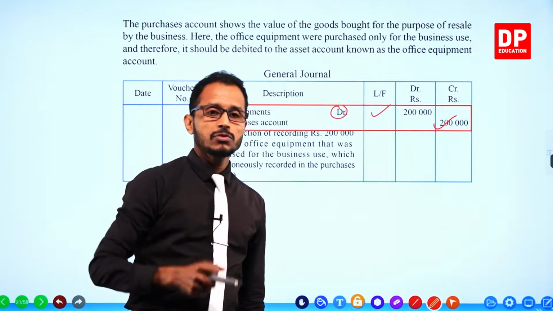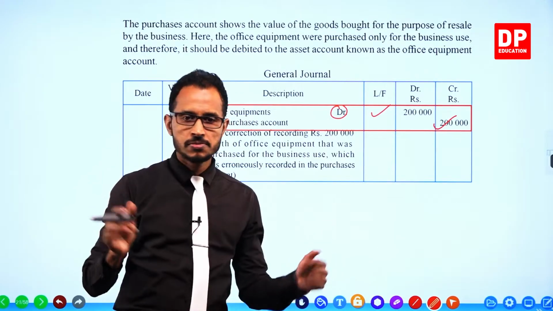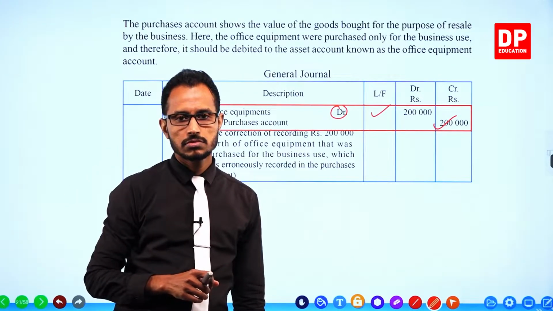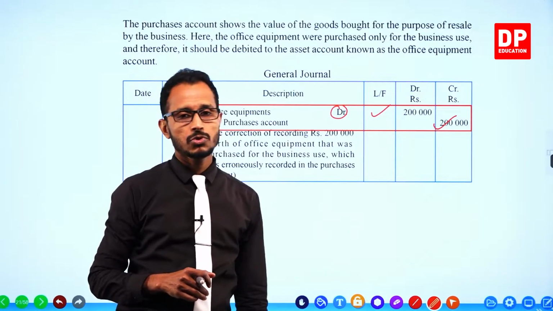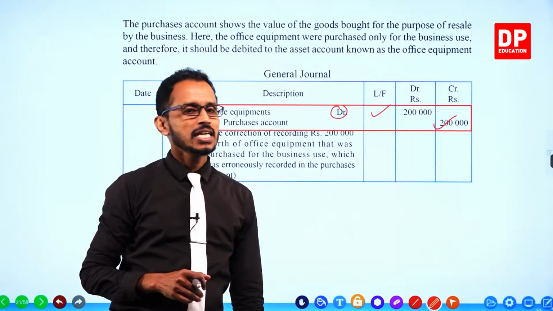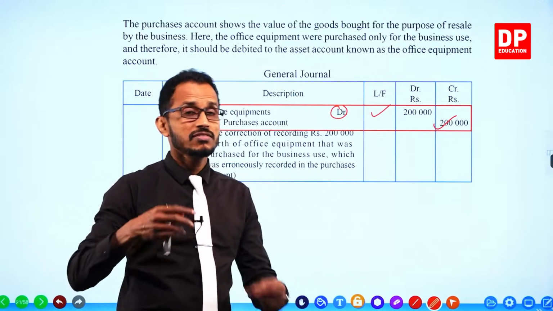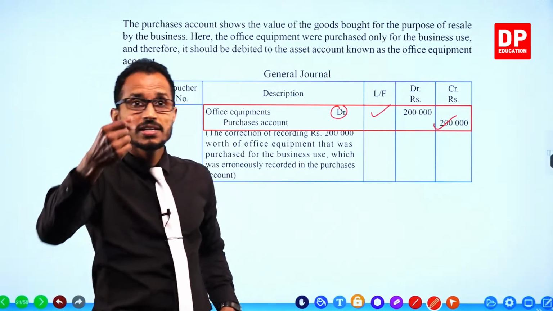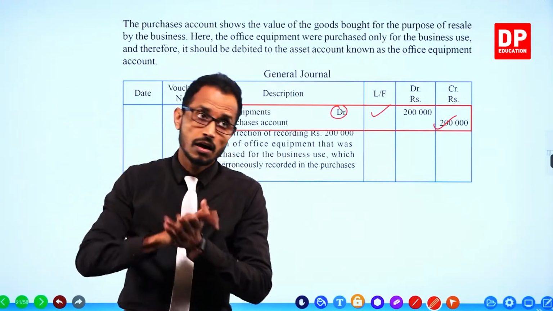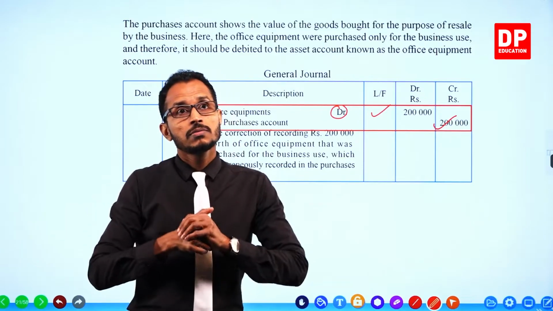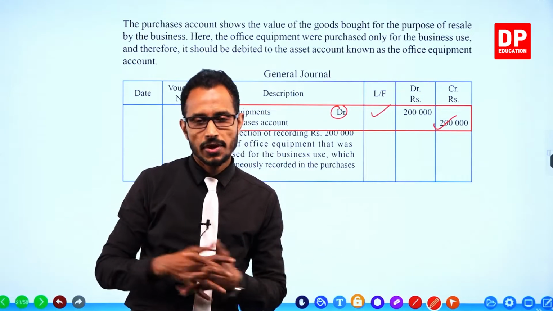You should be careful when you correct these type of errors. Sometimes children credit the cash book or the bank book, thinking that office equipments were purchased, so we have spent cash. We have spent money. That means money going out. Cash book should be credited. So we must credit the cash book. People think that way, students.